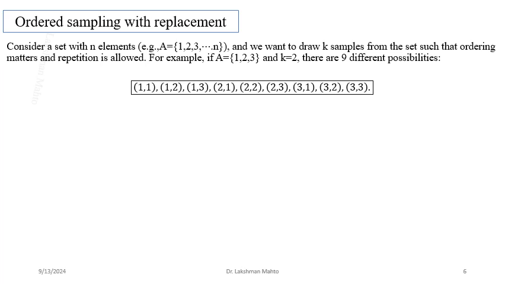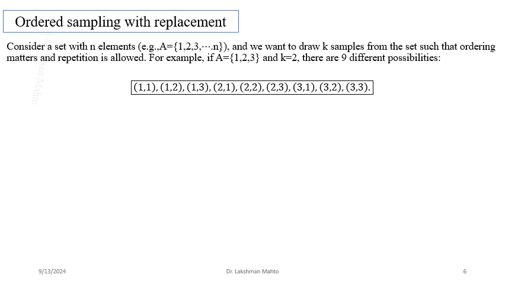Ordered sampling with replacement. So it is 1-1, that means one repeats. One has been replaced back in the set, so it is ready for sampling again. The possibilities are 1-1, 1-2, 1-3, 2-1, 2-2, 2-3, 3-1, 3-2, 3-3. So all these 9 possibilities are there. So we are having a sample of size 2 from 3 elements.